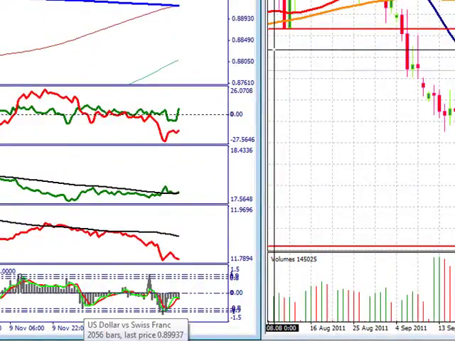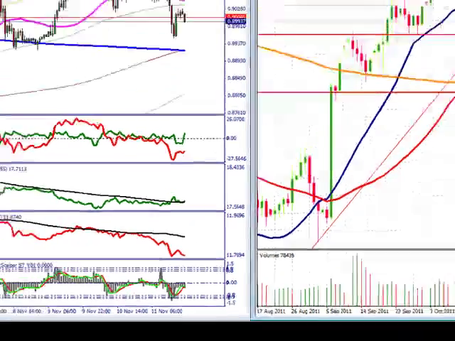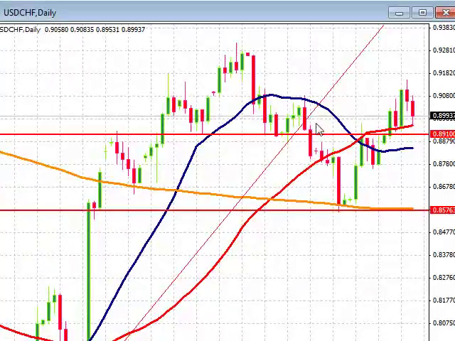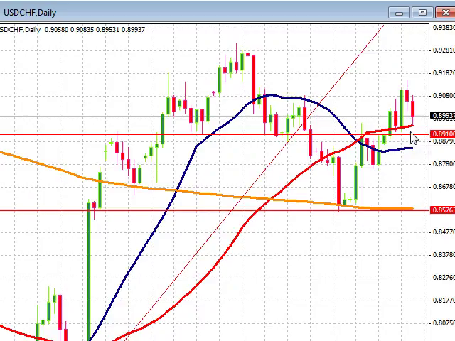Finally, we're going to the dollar franc. Dollar franc made our move down, tested 200 moving average, tested this range here. We moved out of it, and now the 8.891 is holding up as resistance. So we're going to have to see what's going to happen here.